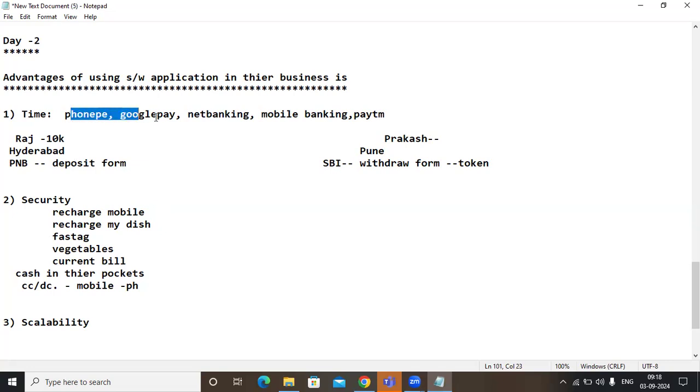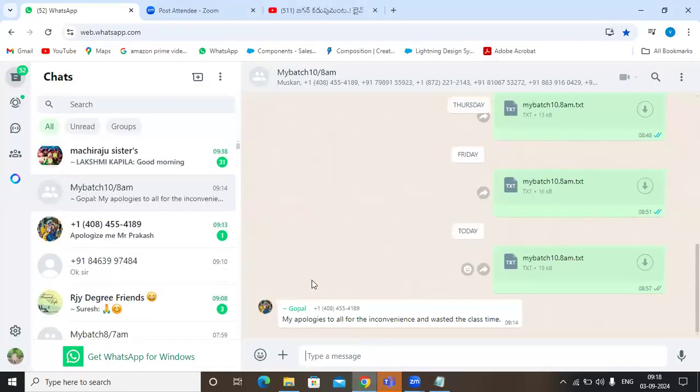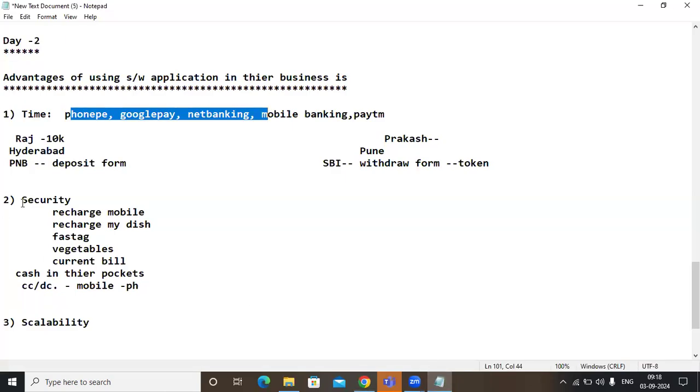Everything what? What is this? They're using this one. Online software application. Point is clear. Yes or no? Good. Yes, it is clear. So this is how we can get the security for the cash.